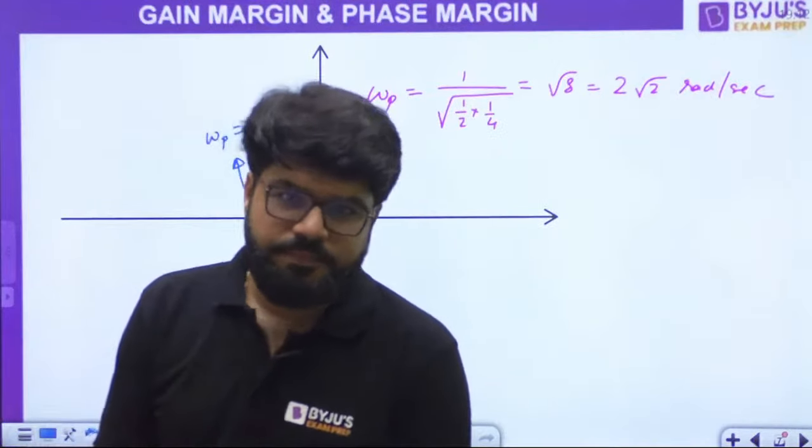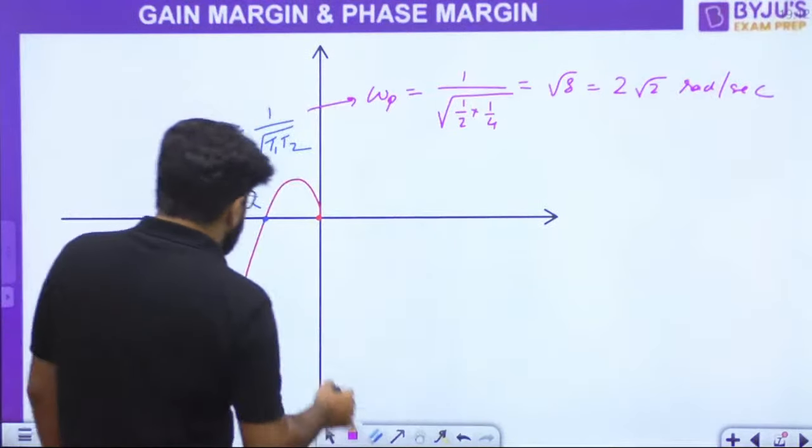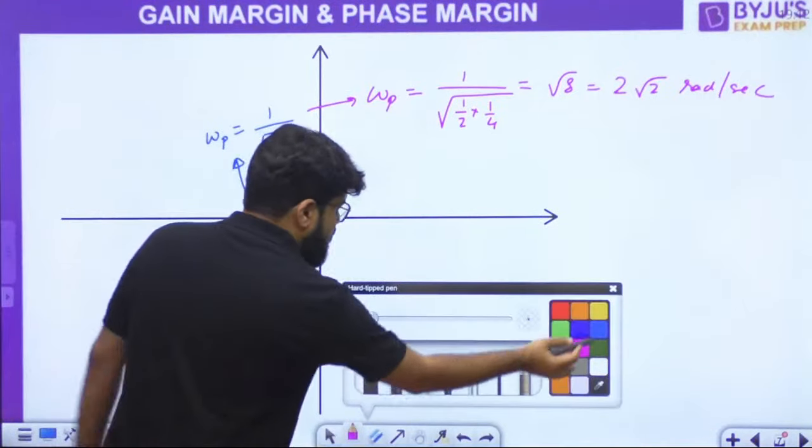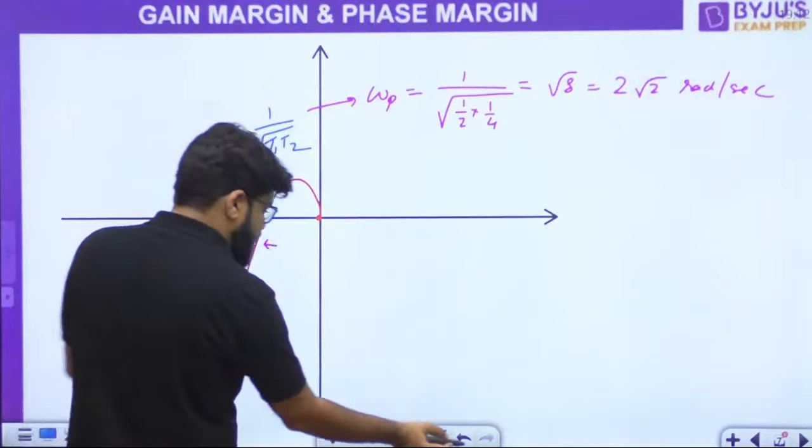Now what is the gain margin? For gain margin, I need the magnitude of the function at this point.